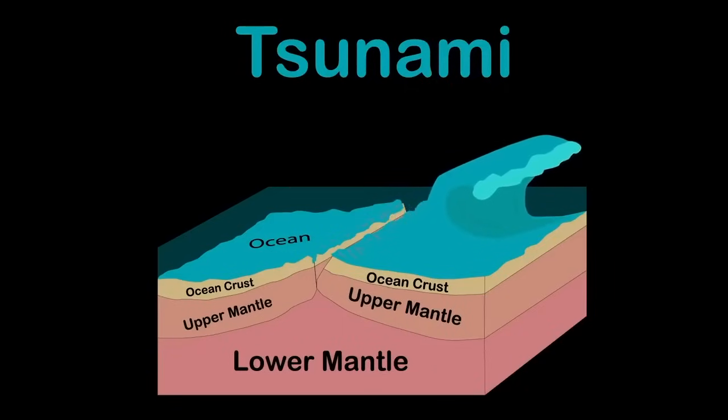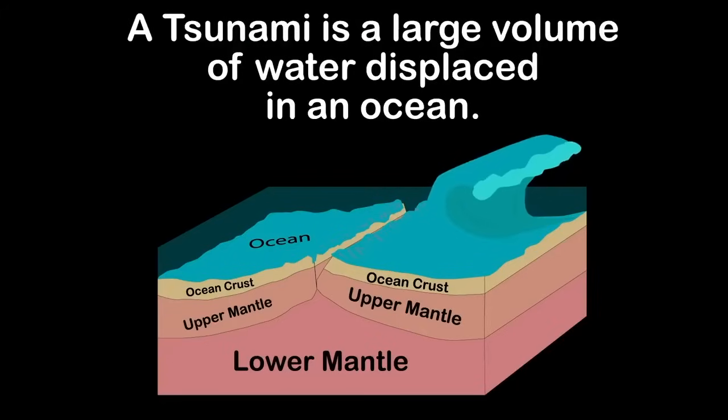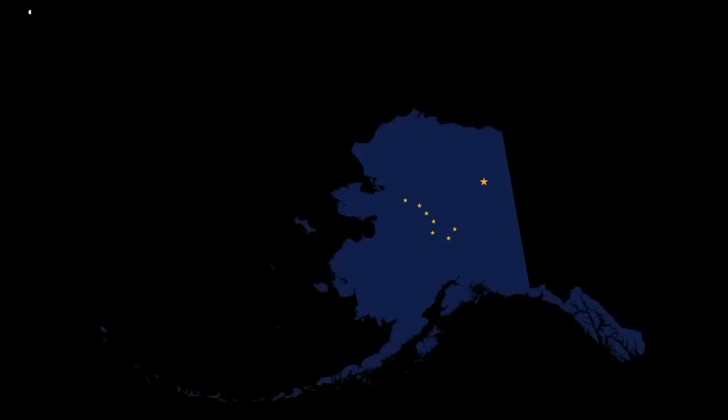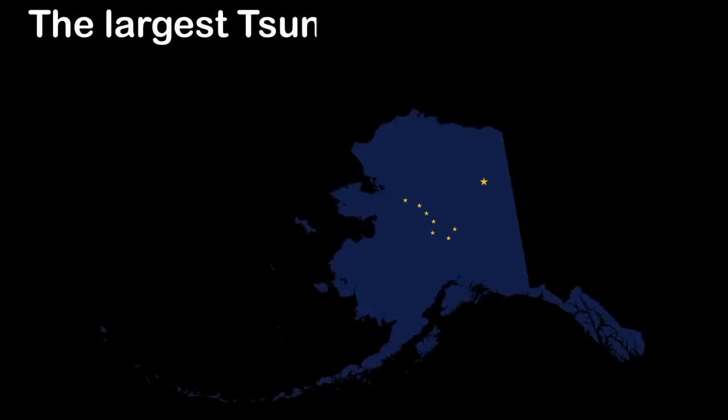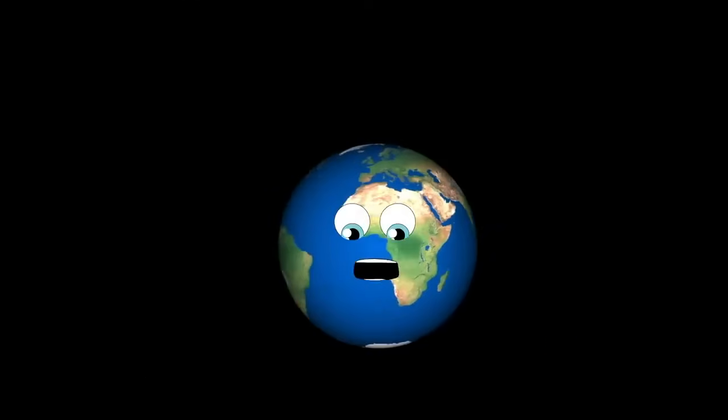Let's learn some more. A tsunami, also called a seismic sea wave, is a large volume of water displaced in an ocean or large lake. The largest tsunami that was ever recorded was 1,720 feet tall in Alaska. That's enormous.